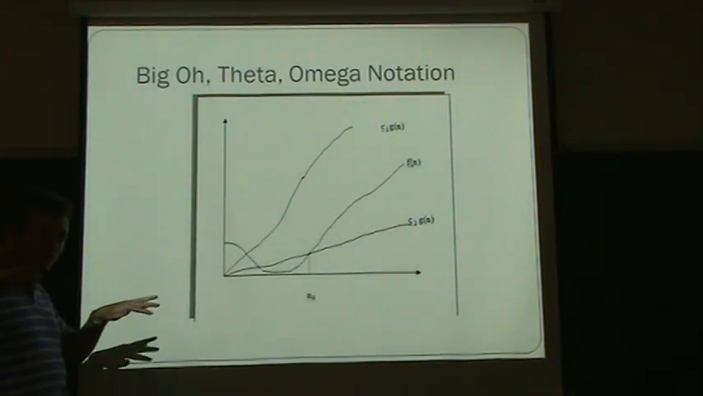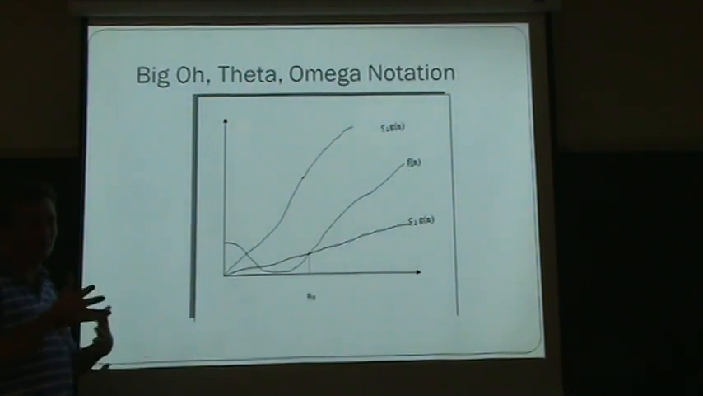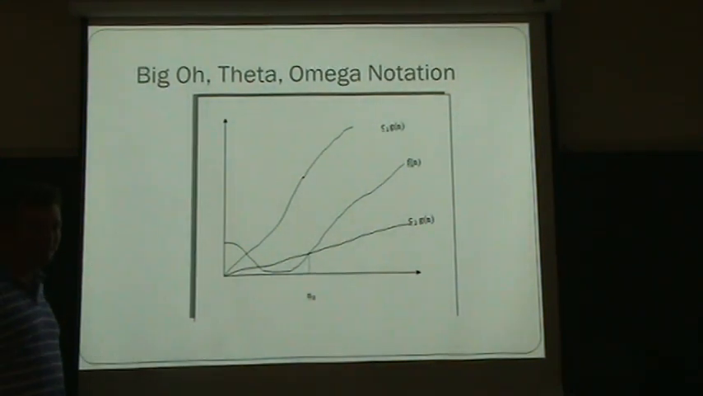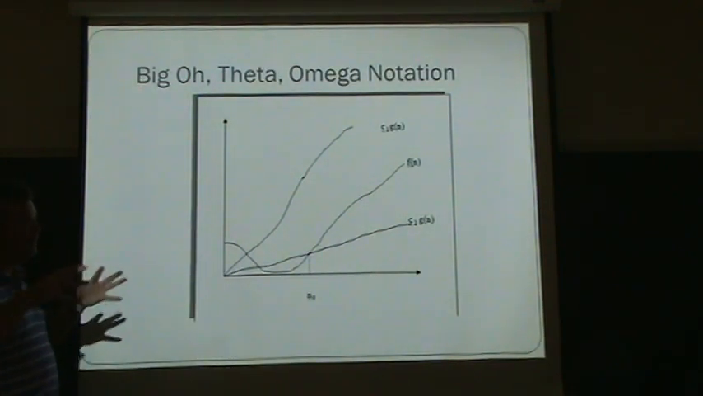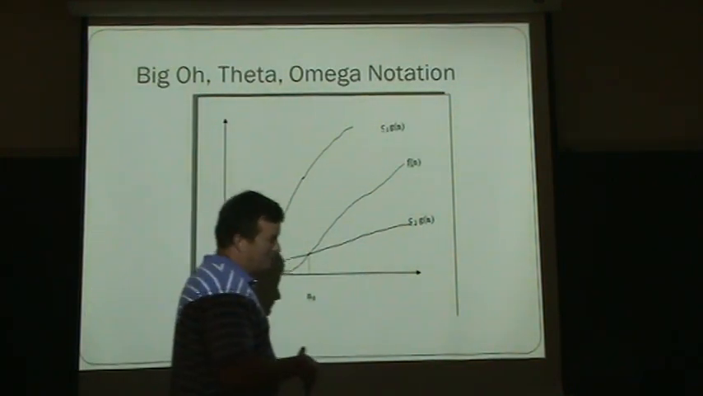Now in really small cases of n, those constant charges might kick in and make one algorithm better than the other. But for very large n's, we're going to say one algorithm is better than the other. So we want to come up with a notation that says the dominating term is this, and as soon as we see this notation, we'll be able to know what that means.